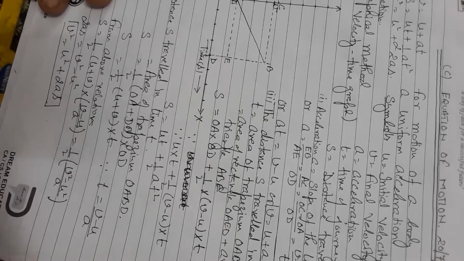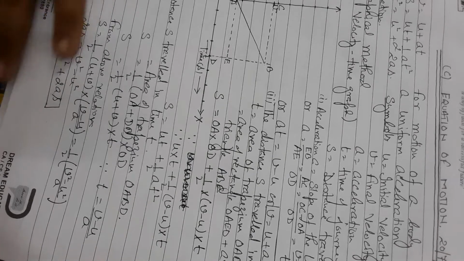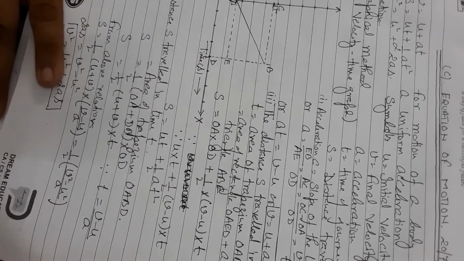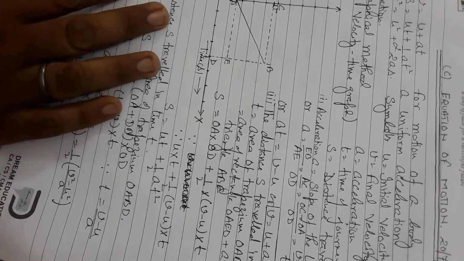Clear? Now, in the second case, special cases: when the body is thrown vertically upward, A is replaced by G.